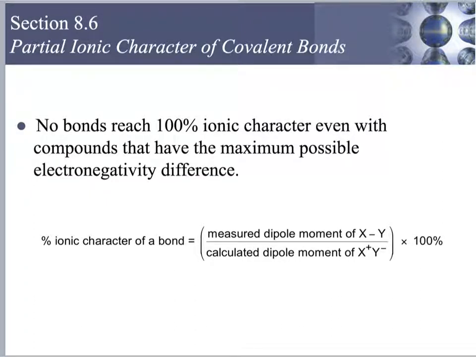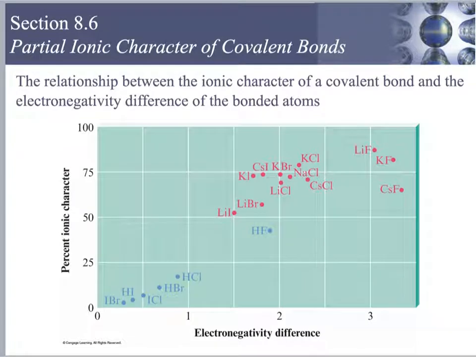I think this is something that we also talked about previously, which is that in most cases the bonds are a mixture of ionic characteristics and covalent characteristics, and they say here that of course no bonds have 100% ionic character, even when they have the largest difference in electronegativity. So again, this is not something that you would actually calculate, it's just a concept basically that you should understand.